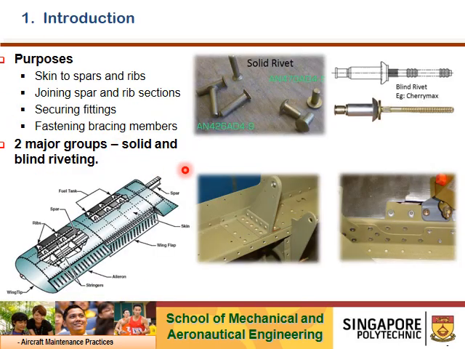So why do we carry out riveting? The purposes are for skin to spar and ribs attachment, as shown here. Alright, to join spar and rib sections, and to secure fittings, in this case shown here, riveted. Of course, also for fastening bracing members. Rivets are classified under two major groupings, solid and blind riveting. So in this chapter, we will talk more about solid riveting.